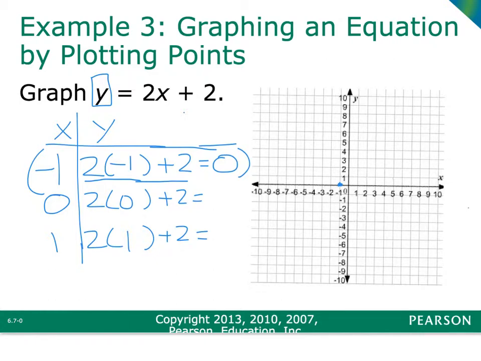Next, you're going to substitute in your 0. 2 times 0 is 0, and 0 plus 2 is 2. So you have the point 0, 2 on your graph. Left and right, none. Up, 2. Next, you're going to plug in the 1. 2 times 1 is 2. 2 plus 2 is 4. You have the point 1, 4 on your graph. So right 1, up 4. And you have created a linear equation.